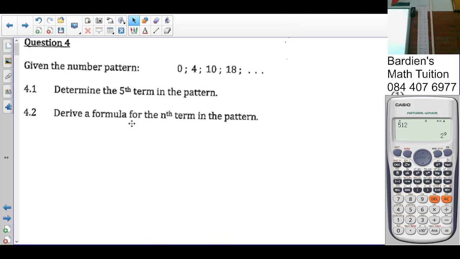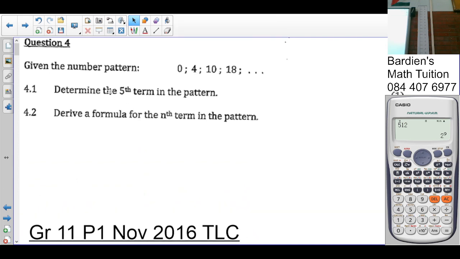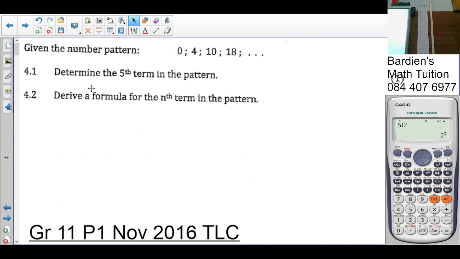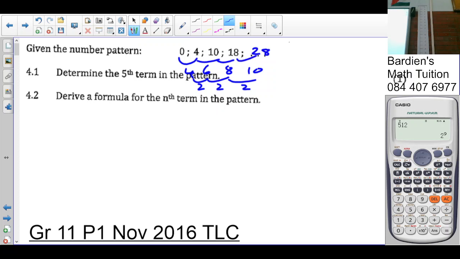Right, question 4. In question 4, we are told the given number pattern 0, 4, 10, 18. Determine the fifth term of the pattern. So how do I move from one to the next? We're adding 4, then 6, then 8. So adding 2 and 2. So what type of pattern is this? Quadratic. Why? Because it has a second common difference. So T5 is going to be 28.